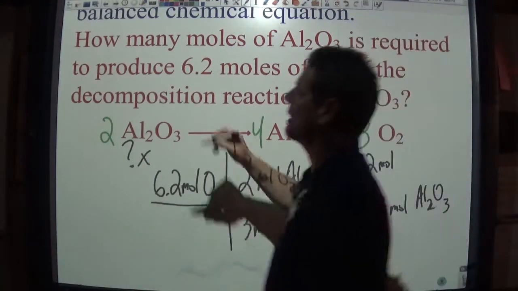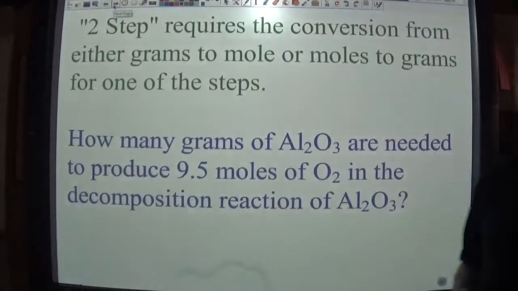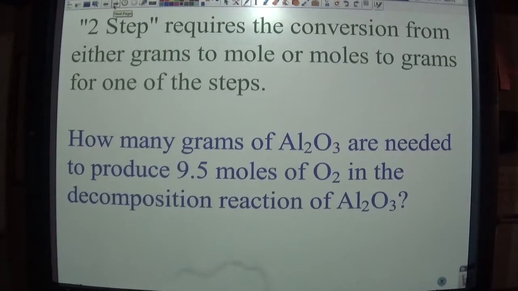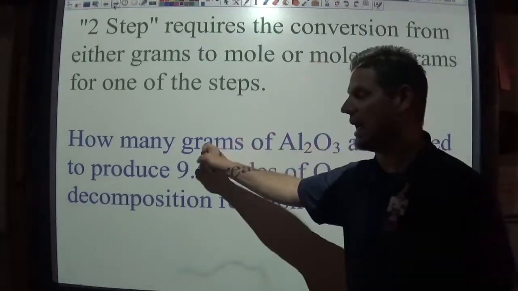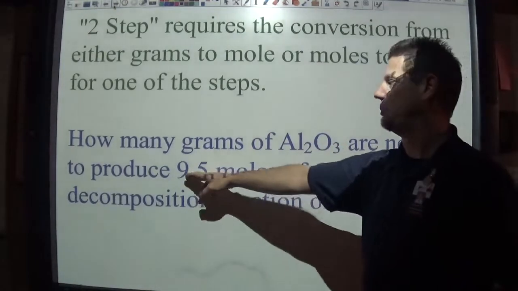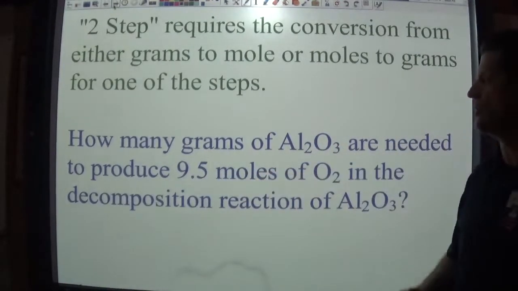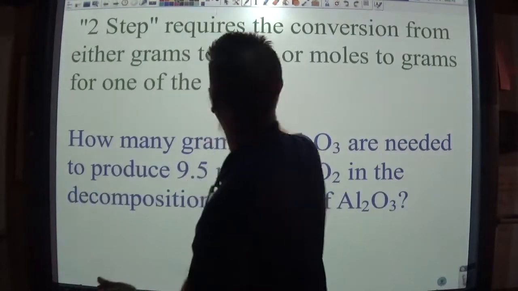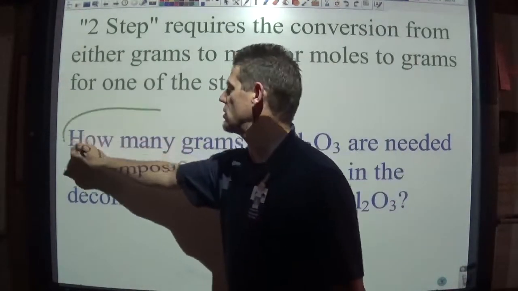All right? Let's do another one, but now let's move into what we call two-step stoichiometry. Now in 2 steps, something else is going to happen. It's going to require you to convert from either grams to moles or moles to grams throughout this process, but only one of those is going to need to be done. The problem we're going to do on the next slide is: how many grams of aluminum oxide are needed to produce 9.5 moles of O2? So let's identify what we know and go from there. This is what we're trying to solve for, right?